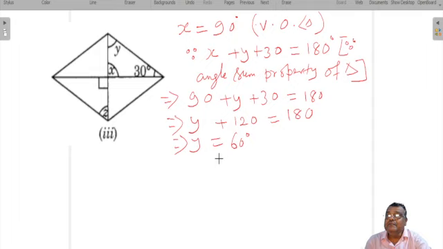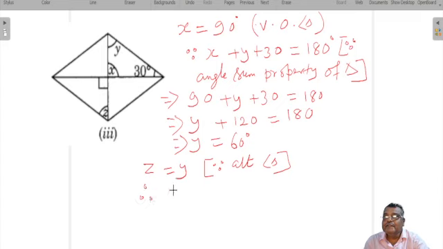Now, Z equal to Y, because of alternate angles. Alternate angles are equal. Therefore, Z is equal to Y. Y is equal to 60 degree, so Z equal to 60 degree.